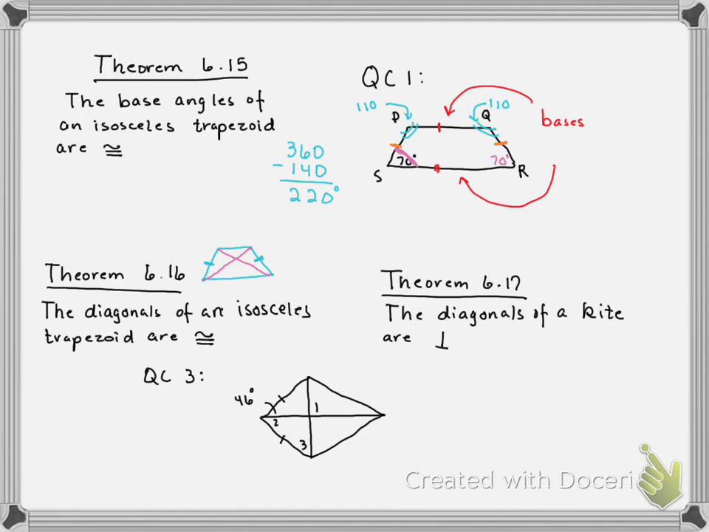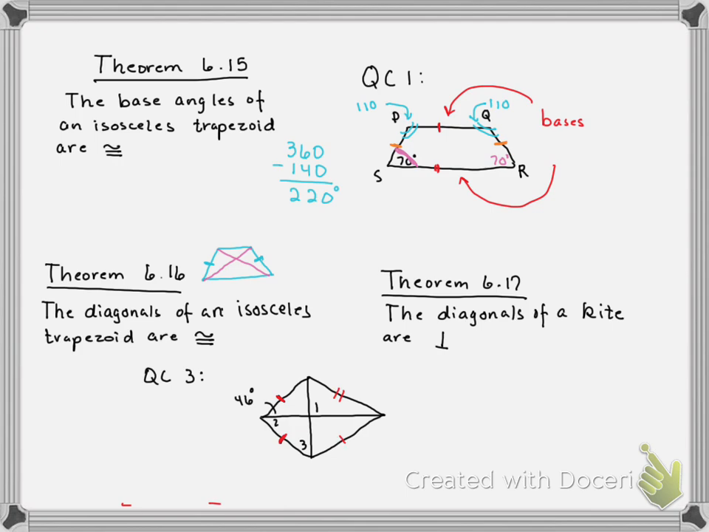Very basic. Now, theorem 6-17 talks about the diagonals of a kite, and quick check 3 goes along with theorem 6-17. So much like the diagonals, or exactly like the diagonals of a rhombus, the diagonals of a kite are also perpendicular. So that leads us to quick check 3. So one thing that we need to realize here in a kite, and it's one of the properties of a kite, the two shorter sides of a kite are congruent to each other, and the two longer sides of the kite are congruent to each other, okay?